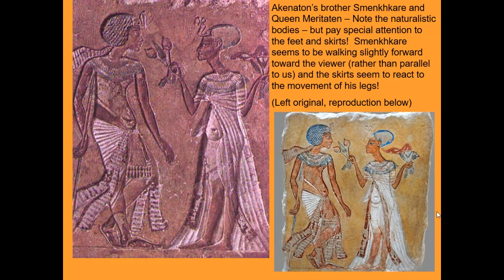It's kind of fascinating. This is the depiction of Akhenaten's brother and his bride, and the thing I love about this image, you can see it here. This is the original. This is sort of a reproduction that makes it a little clearer to see, but you can see that he's actually not completely in profile. He's actually in three-quarter view. He's walking toward us, and as he moves, his clothing is actually responding to that movement. We haven't seen anything like that in Egyptian art prior to this movement.